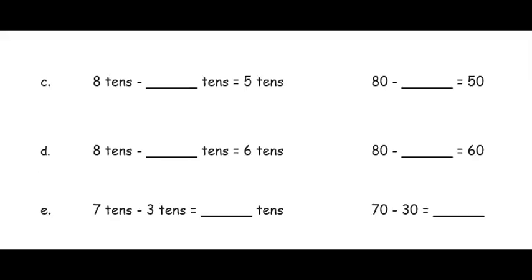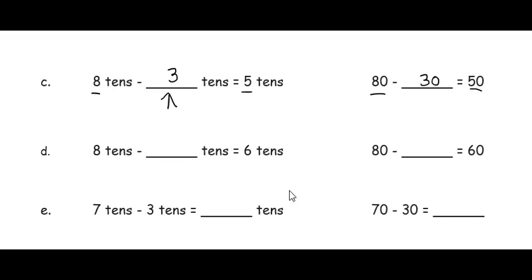These next questions are just a little bit different. Question C says I start with 8 tens. I took a certain amount of tens away and that left me with 5 tens. Well, I know that 8 minus 3 equals 5. So 8 tens minus 3 tens equals 5 tens. That also means that 80 minus 30 equals 50 because 3 tens is the same as 30.